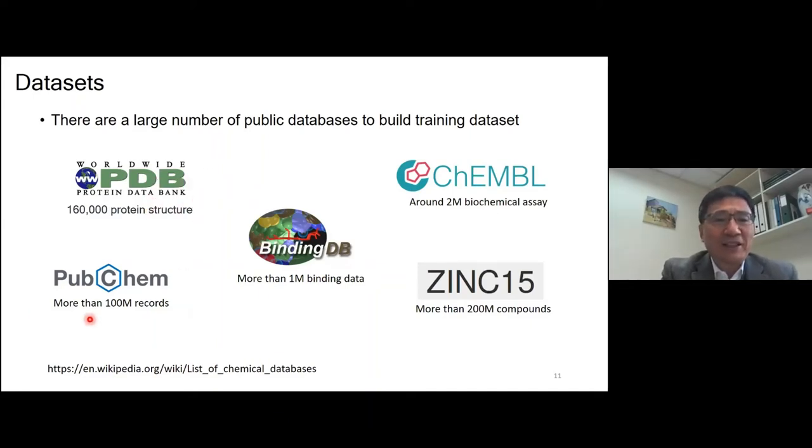And then we have another data bank. This is called PubChem, with more than 100 million records of small molecules and so on. And we have other biochemical bioassays, in this case, 2 million of them. And we have another data bank we call ZINC15. It consists of more than 200 million compounds, and this BindingDB has more than 1 million binding data.